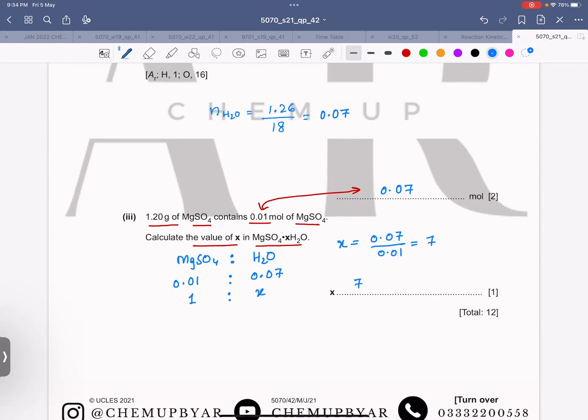Is this clear? So in this formula, the X is basically 7. So magnesium sulfate dot 7H2O. Is this understandable to everyone?